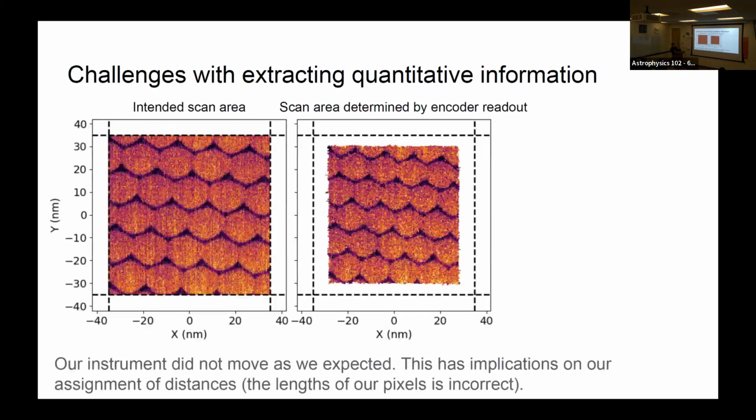Here is a quick example. I'm showing the same scan. On the left is what I had intended the tool to do. I had intended to scan originally a 7-nanometer scan. But if you look at the encoder readout, which tells you basically how much the tip moved, you see that it didn't measure the scan area that I wanted. This has implications for our assignment of distance, because if we had not used the encoder readout, our estimation of the length of pixels would have been incorrect.